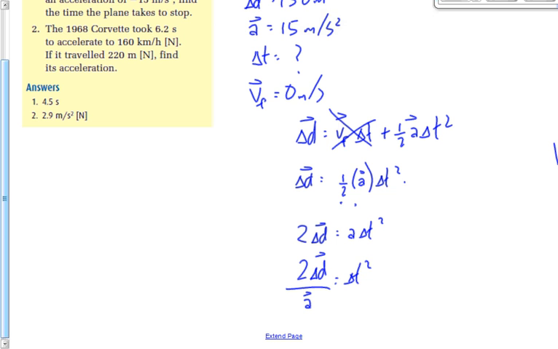Hold on one second here, guys. Now, finally, got to get rid of the squared. How do I do it? Square root. So it becomes the square root of 2d over a equals t. Now it's not so bad. Plug in your numbers, solve for the time. Should work out to be 4.5 seconds.